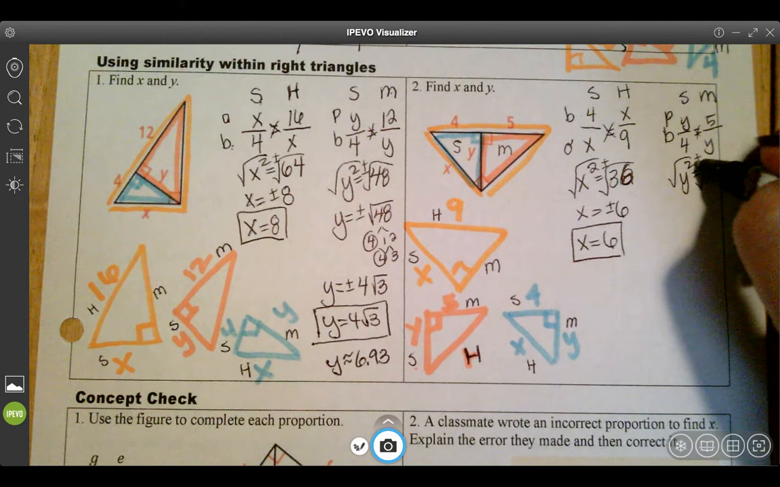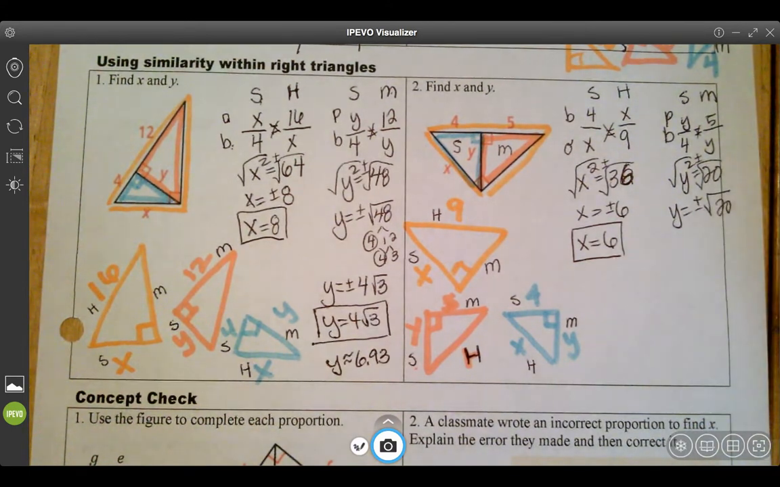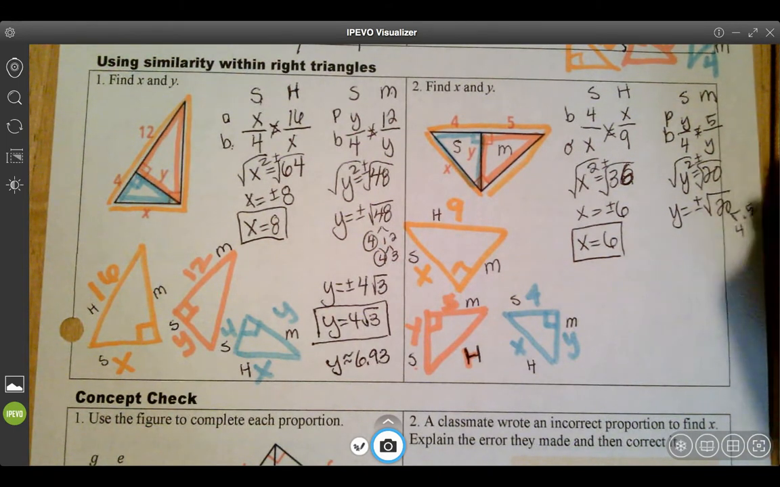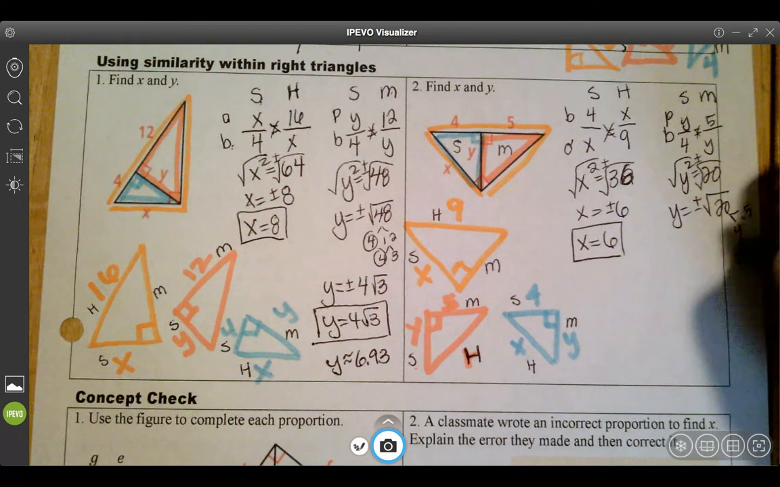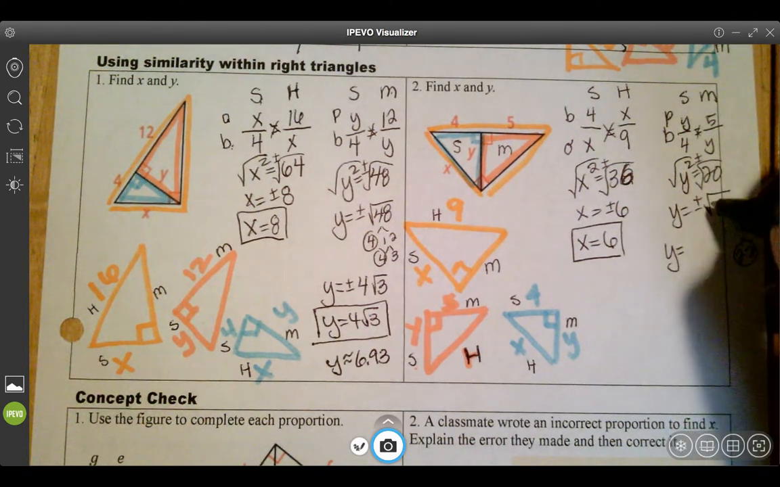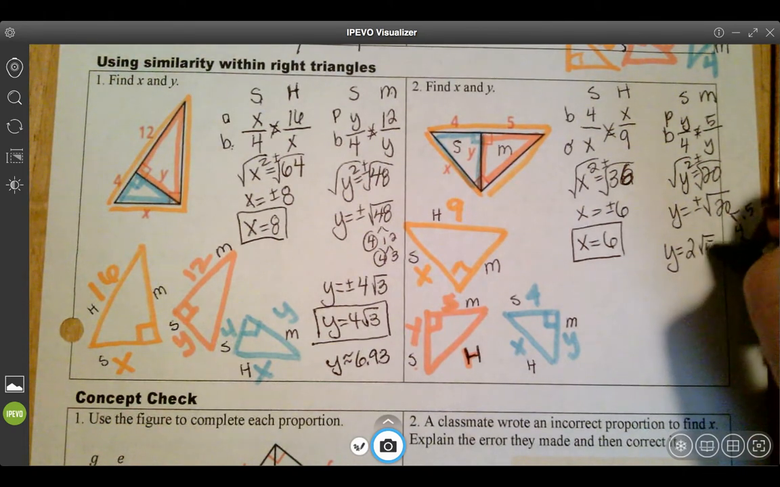Square root property, y equals plus or minus the square root of 20. It's not a perfect square, so we need to factor. 20 is 4 times 5. 4 is a perfect square, 2 times 2. So y equals, taking only the positive because it's a length, 2 times the square root of 5.